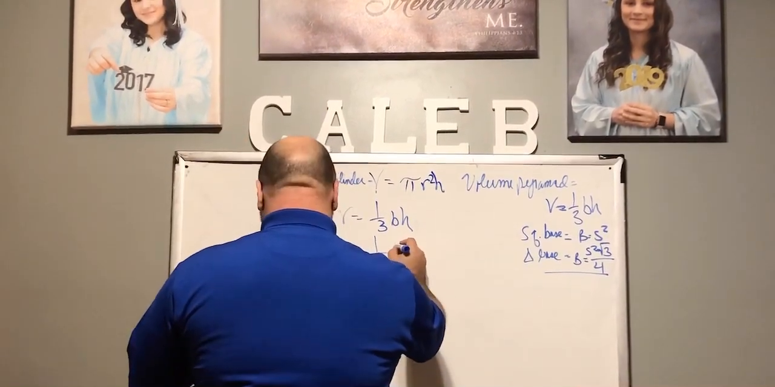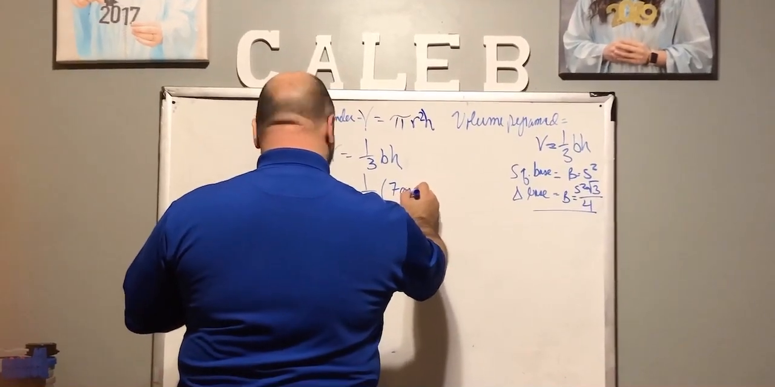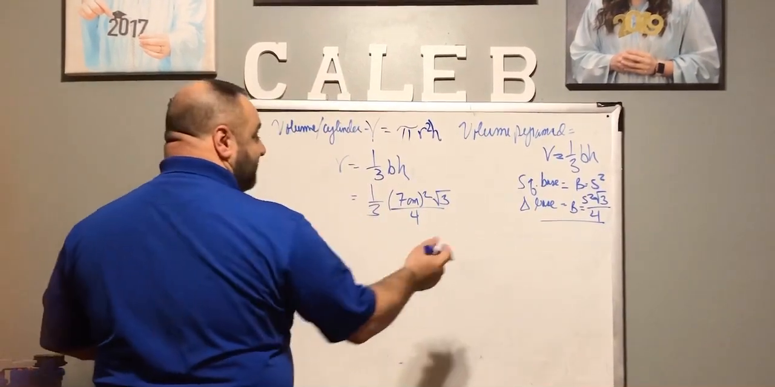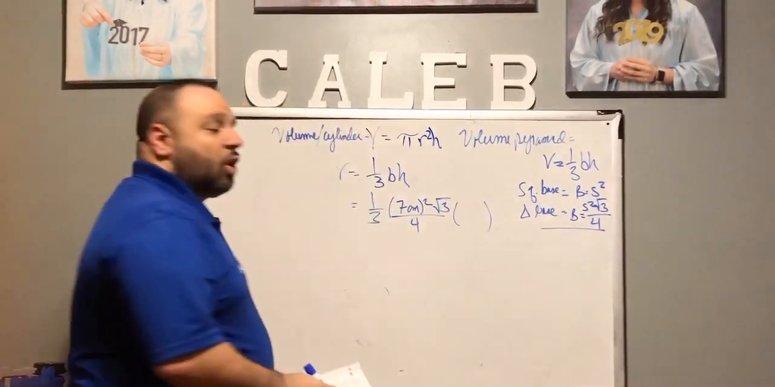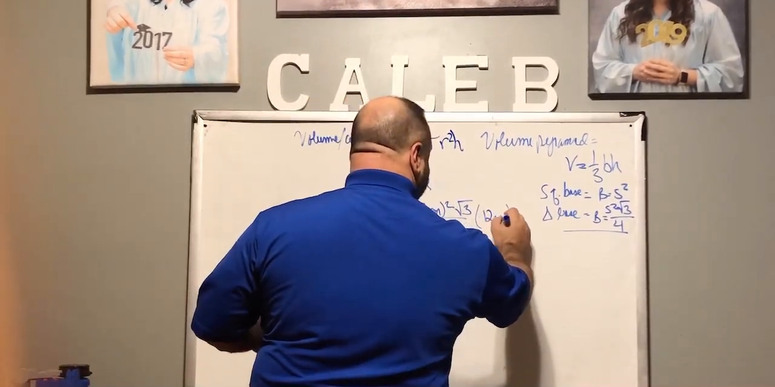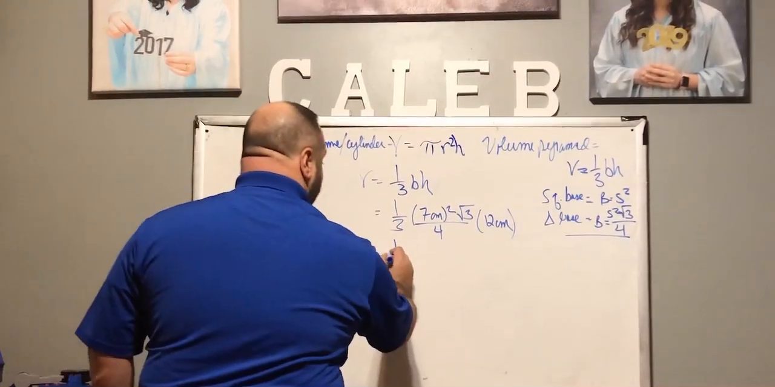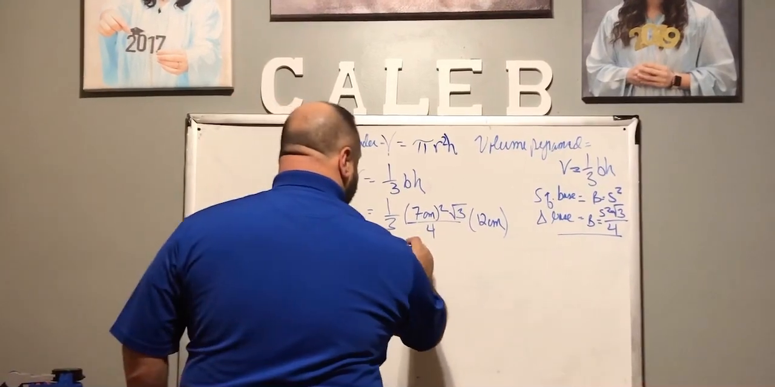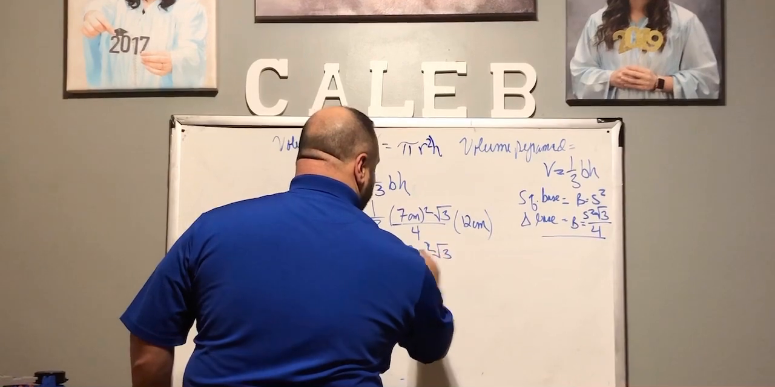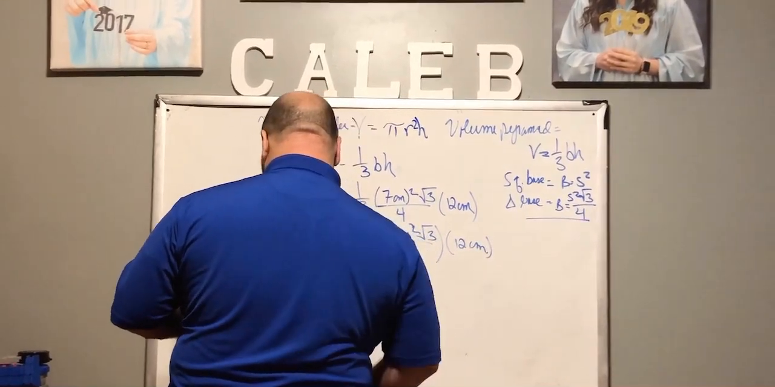So our side is 7 centimeters squared times the square root of 3 over 4, and then times the height. Okay, so the altitude for number 3 is 12 centimeters. Let's work this out together here. So 1/3. 7 times 7 is 49 centimeters squared times the square root of 3 over 4, times 12 centimeters.